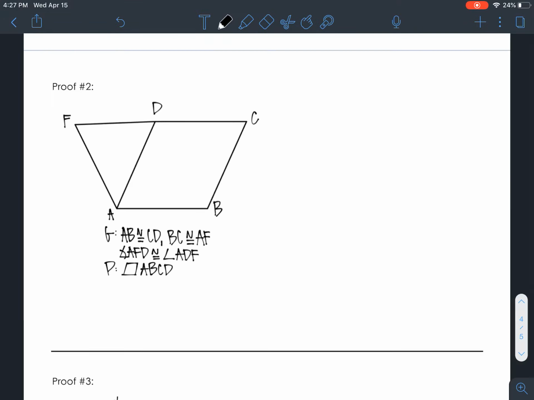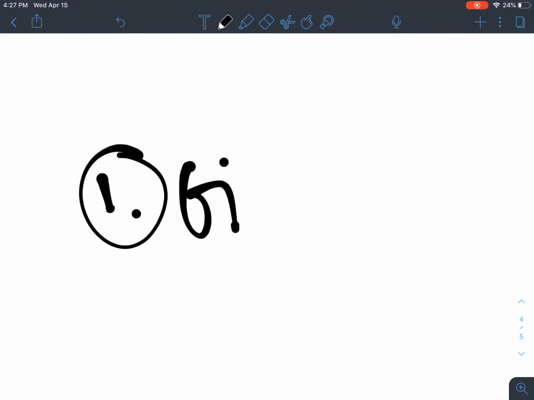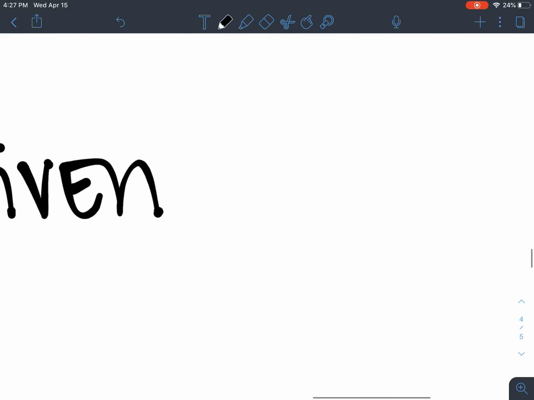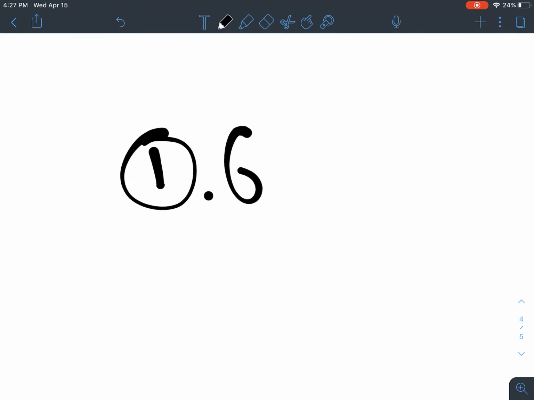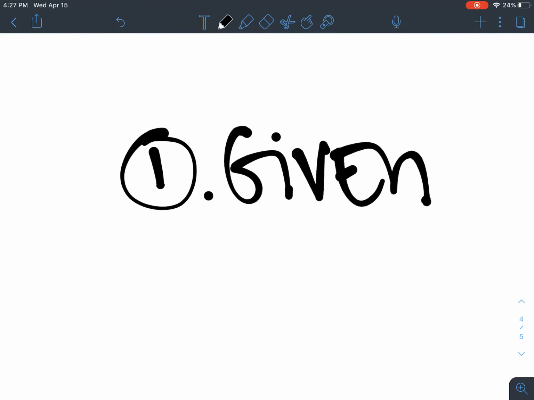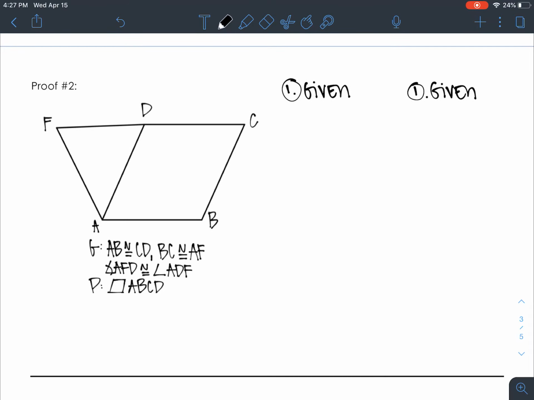Okay, guys. So we're going to start with proof number 2. All right. And if you guys would go ahead and write out the given, let's go ahead and talk about a game plan. So what I am trying to do here, guys, is I'm trying to prove that this right here, A, B, C, D is a parallelogram.